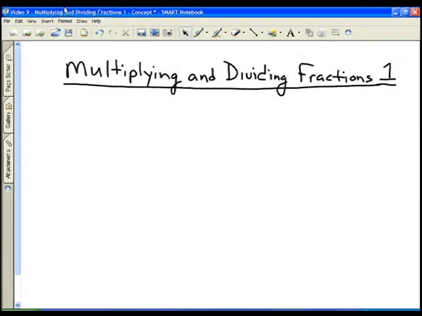We're going to take a look in this video at multiplying and dividing fractions. Let's look at multiplication first.